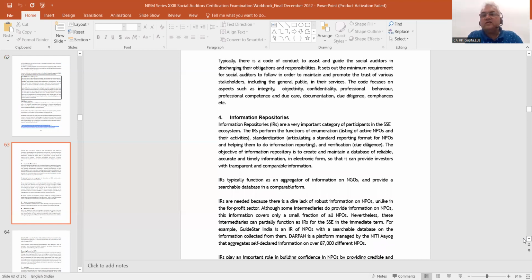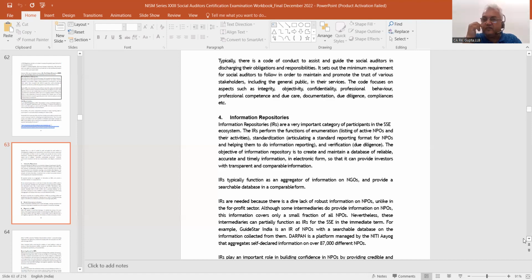So typically there will be a code of conduct, naturally, as there are in other professions. So similarly, a code of conduct will also be there. Information repositories will be compiling and disseminating information so that a database is available which is generating reliable, accurate, and timely information in electronic form, so that investors are provided with transparent and comparable information. Typically these information repositories will function as an aggregator of information on NGOs, and they will provide a searchable database in a comparable form.